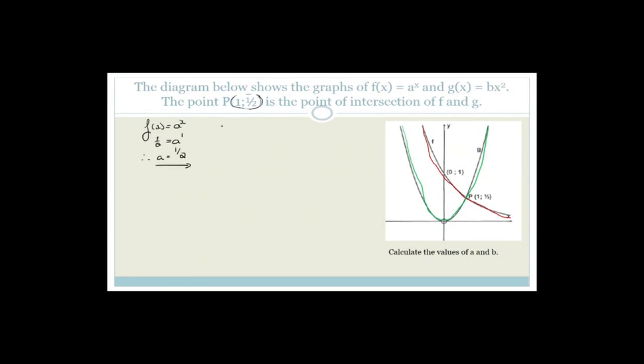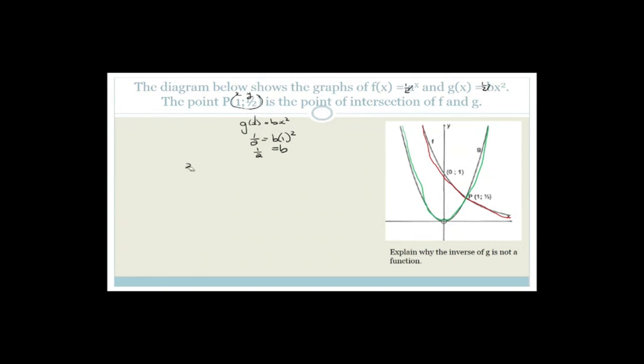Now we need to work out our parabola. We know that g of x is equal to b x squared. Again, this is the x value and this is the y value. So we've got 1/2 is equal to b times 1 squared. So b is equal to 1/2. There you go, so the values of a and b are both 1/2. Nice and easy. Right, now it says explain why the inverse of g is not a function.